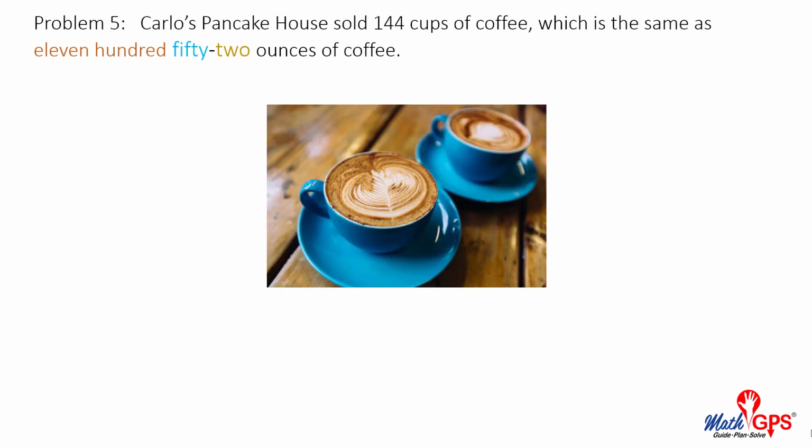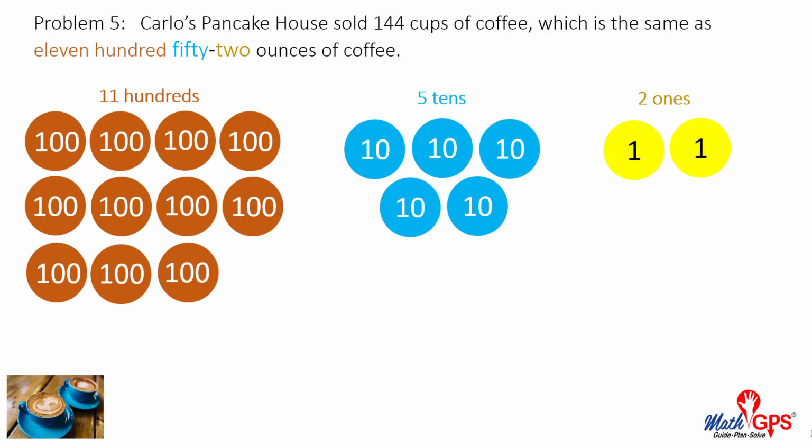Problem 5. Carlos Pancake House sold 144 cups of coffee, which is the same amount as 1,152 ounces of coffee. How can we model this amount using place value discs? We would use 11 of the hundreds discs, 5 of the tens discs, and 2 of the ones discs. To find the value of the hundreds, we would skip count by 100.